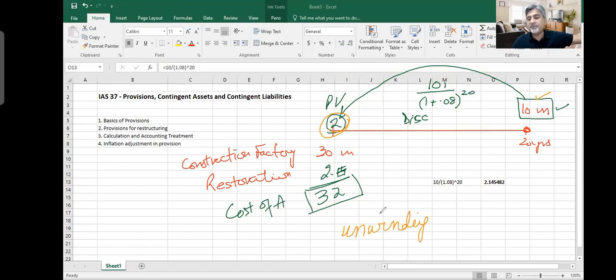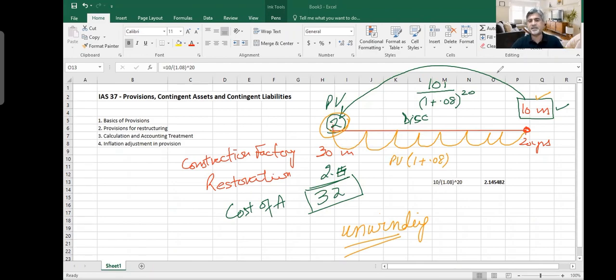Unwinding means that I will inflate it, I will increase it on a yearly basis until at the end of 20 years it becomes 10 million. And how do I do that? Again, with the same rate at which I discounted it back. Now I'm going to compound it. So the formula for compounding is the present value, which is 2 million, multiplied by 1 plus 0.08. Every year I will do it, and it will make it 2.1 or something like this.